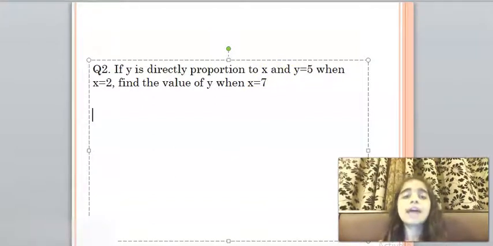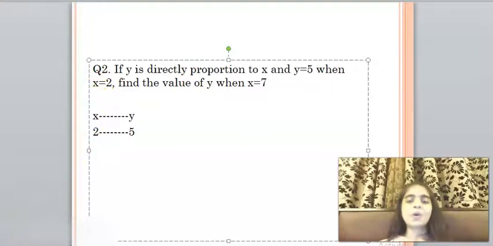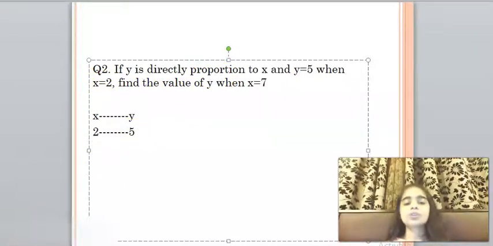So it says that the value of x is 2, and for that value of x, the y value is 5. Okay, so it says y equals 5 when x equals 2. So the value of y is 5. Let me write x and y over here. Then it is saying find the value of y when x equals 7. So x is 7 and I don't know the value of y, so I can use a variable here, y. Let's say we can take y only.